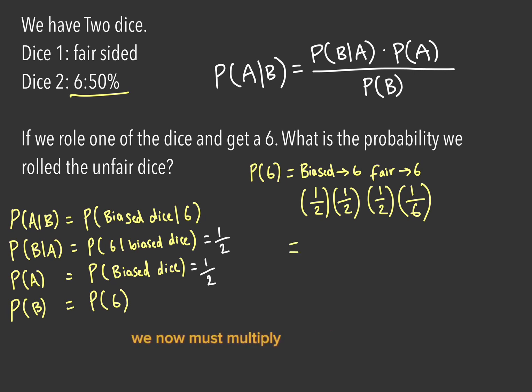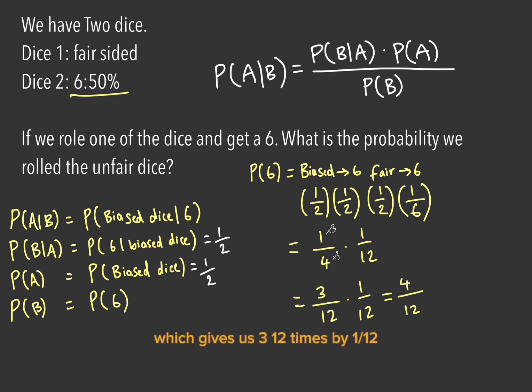We now must multiply our fractions with or without a calculator, which is entirely up to you. We get 1/4 plus 1/12. To get a common denominator, multiply by 3, which gives us 3/12 plus 1/12, which is equal to 4/12. And 4/12 is equal to 1/3. So 1/3 is our answer for the probability of B. The probability of rolling a 6 is 1/3.